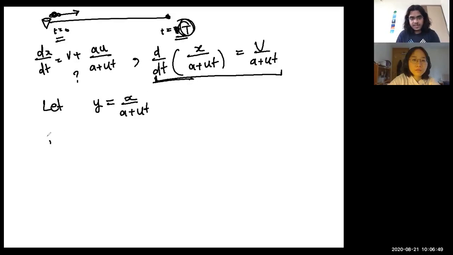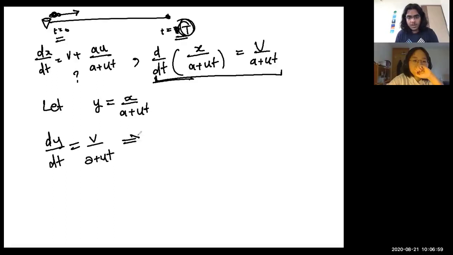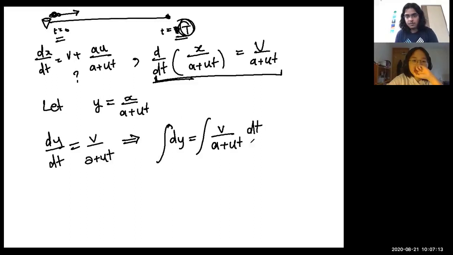Then this equation says dy by dt is v over a plus ut, right? And so we can just rearrange things and put integration signs around to get dy equals v over a plus ut times dt, and then we can just put in integration signs here. And now we're supposed to solve this. And let's put limits here.